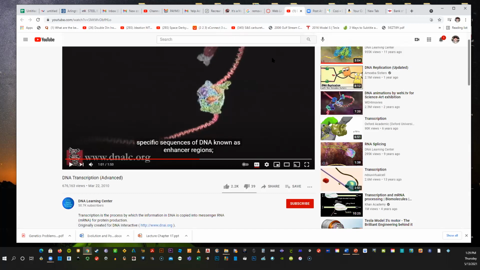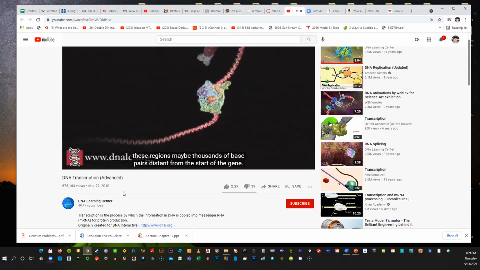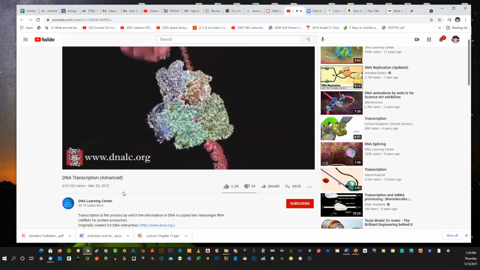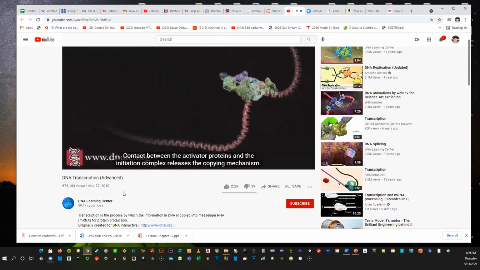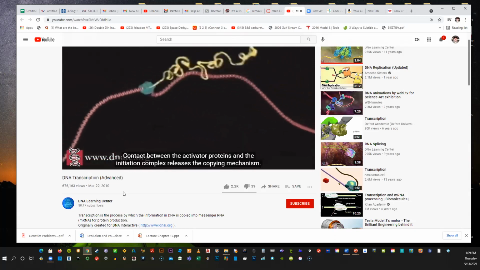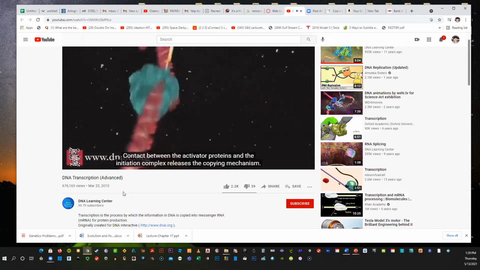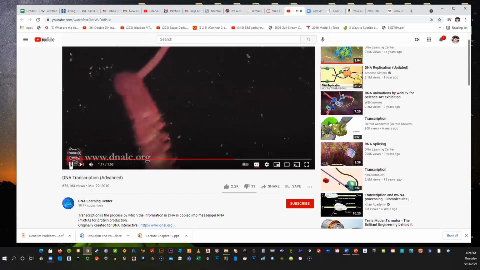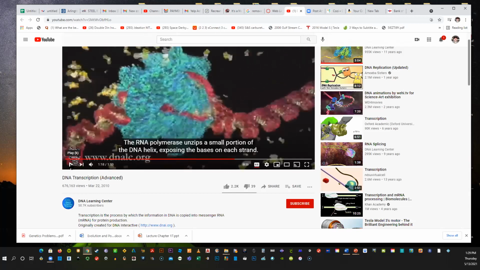So you could have something thousands and thousands of nucleotides away from the promoter, where this is all assembling, and it can still have an effect on whether or not transcription occurs. These regions may be thousands of base pairs distant from the start of the gene. Contact between the activator proteins and the initiation complex releases the copying mechanism. So the copying mechanism is RNA polymerase.